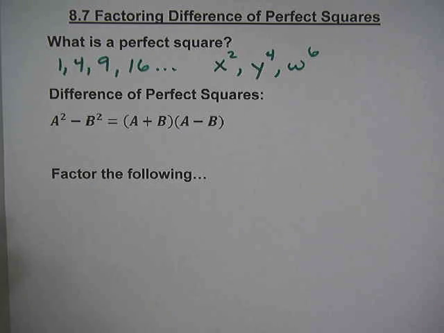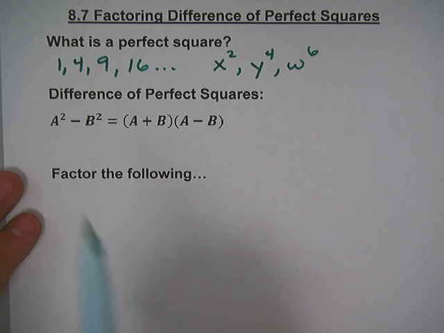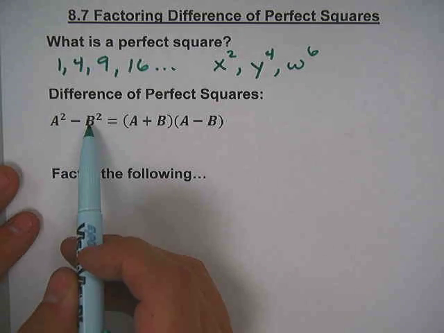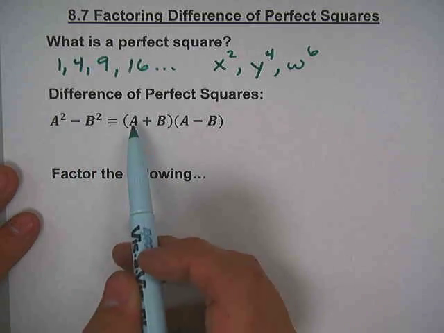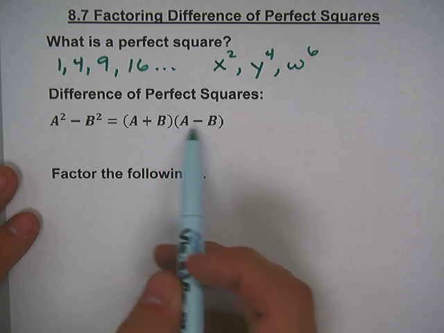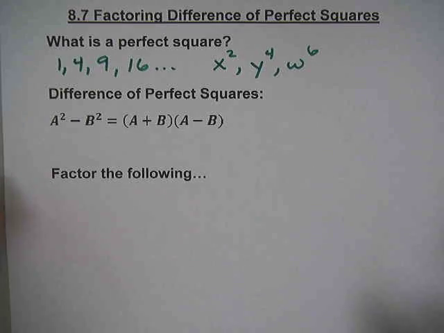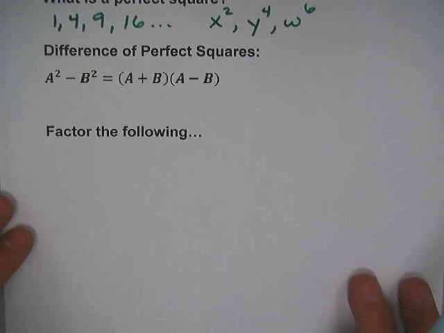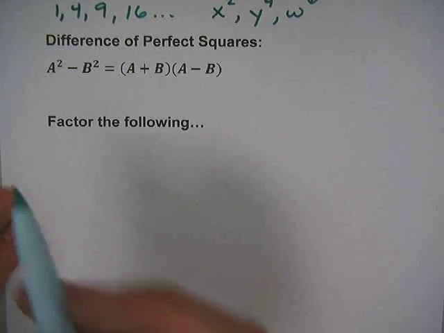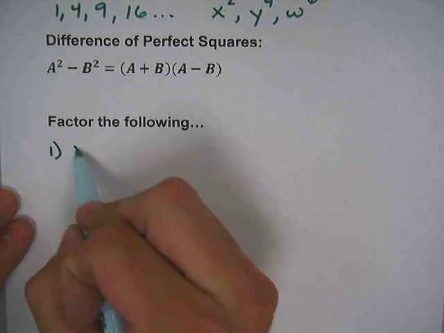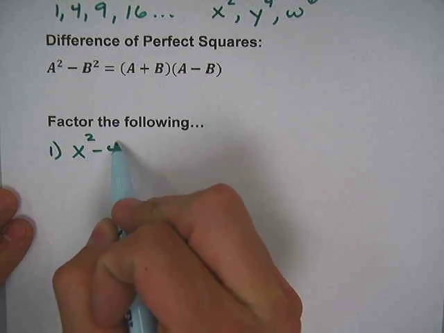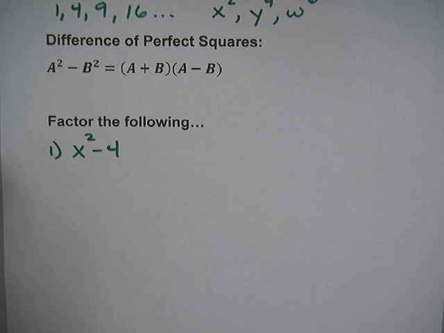Now, the pattern we're going to talk about today is called the difference of perfect squares, or sometimes people just shorten it to the difference of squares, or difference of two squares. And the pattern works like this. It says that if you have a squared minus b squared, that factors to be a plus b times a minus b. Sounds pretty simple, and probably the easiest way to really understand it is to just do some examples. So let's do some. Let's do x squared minus 4.